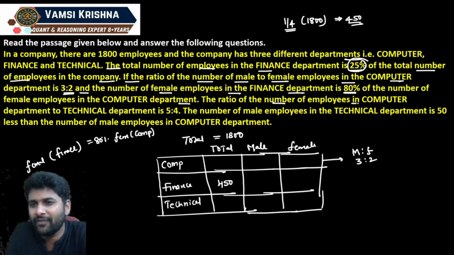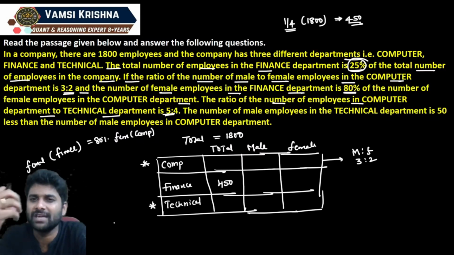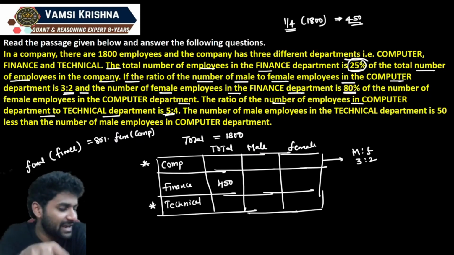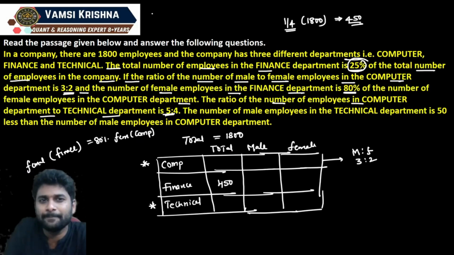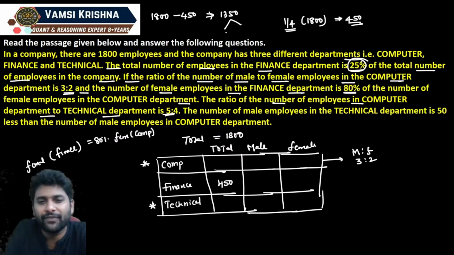The ratio of the number of employees in the computer department to the technical department is 5 is to 4. Guys, computer to technical ratio is 5 is to 4. You already know that out of 1800 people, 450 people are working in finance. So what about the remaining? 1800 minus 450 is exactly equal to 1350. These 1350 people are working in the computer department and the technical department, and they clearly mention that the ratio of people working in the computer and technical departments is 5 is to 4.